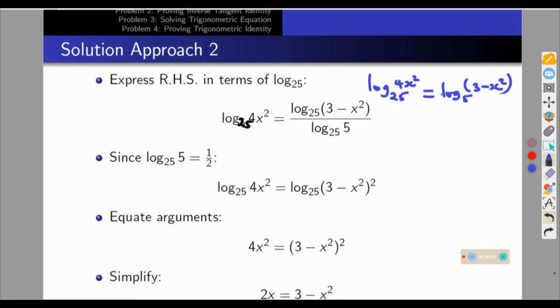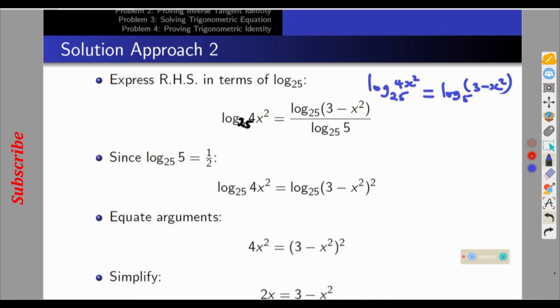So we maintain log of 5 throughout, but in this case we want to change the base and have it in terms of log of 25. So for that case, let us deal with the right hand side, then we convert it to also be in terms of log of 25. So we can achieve the same logarithm or the same base of logarithm on both sides.